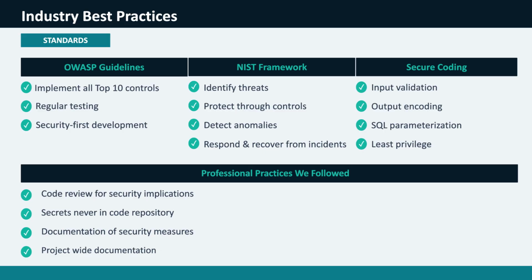Security isn't random. Industry has identified best practices through decades of research. The OWASP Top 10 distills the most critical risks. The NIST framework provides a systematic approach: identify threats, implement controls, test them, and respond to breaches. By following these frameworks, we are not inventing security from scratch, but building on proven methods.